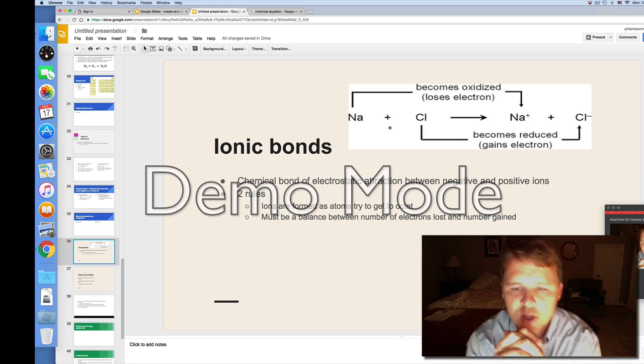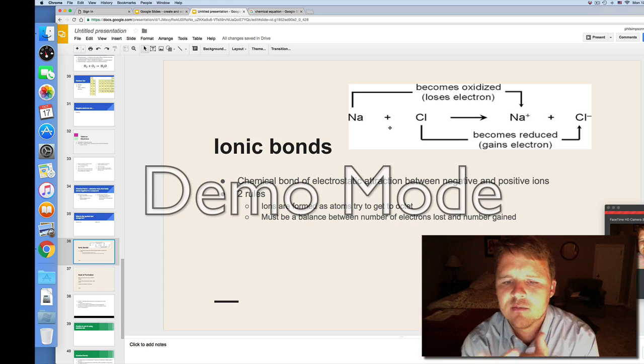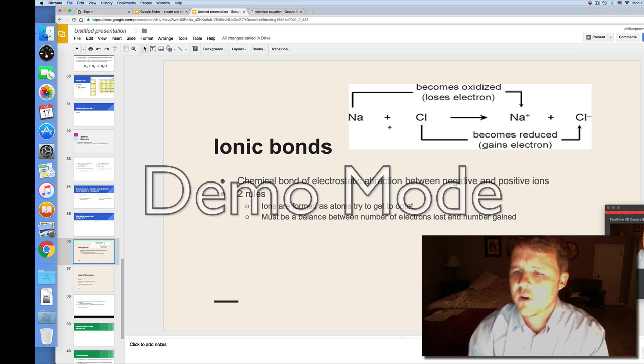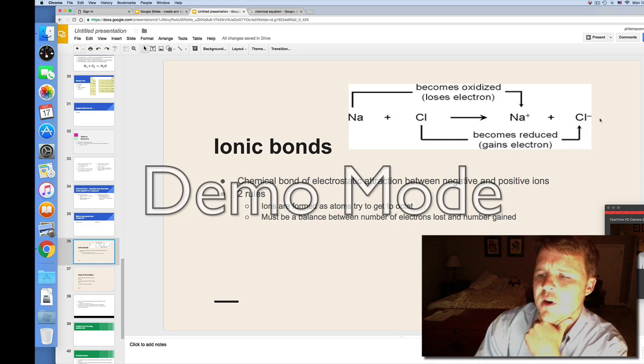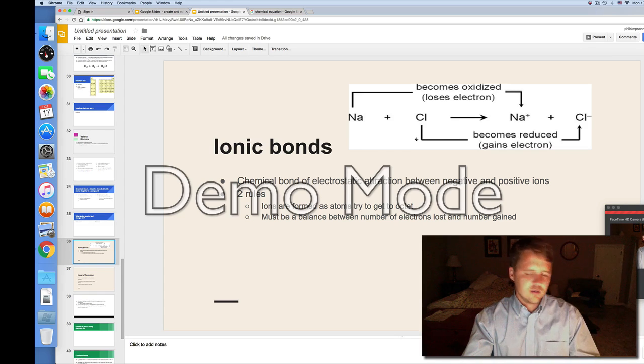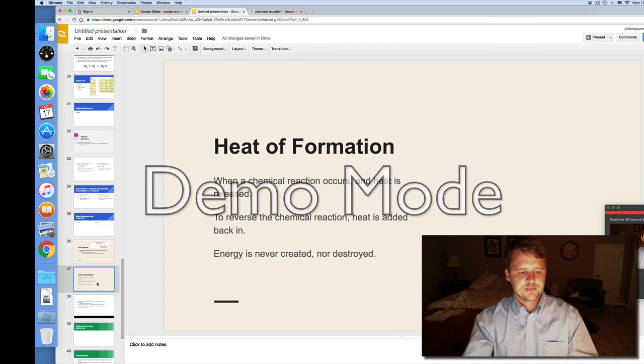So on your left side of the equation, let's see. Neutral. Neutral. On the right side, we have a plus and a minus, which cancel out. So it's neutral. So the left side's going to cancel out with the right side.